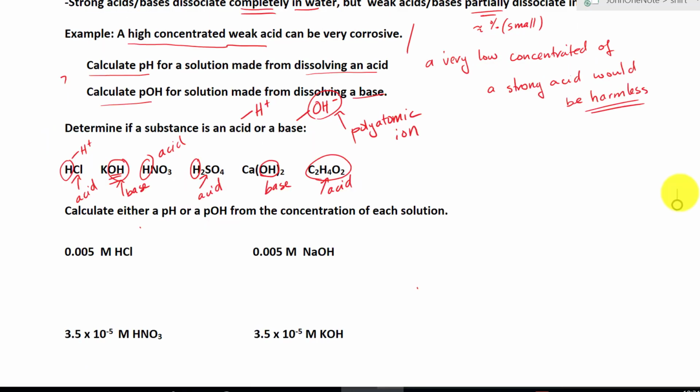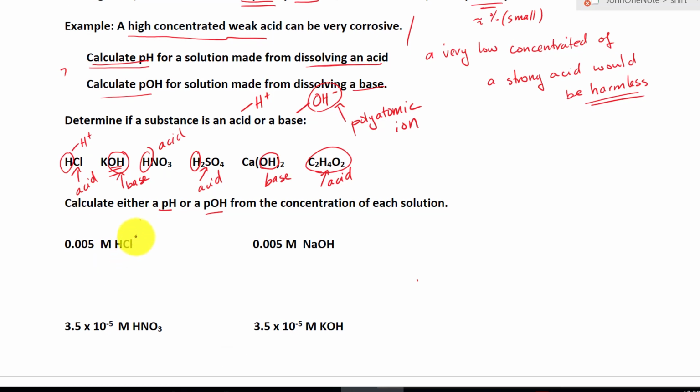And the next task is we are going to calculate either a pH or pOH from the concentration of each solution. So remember, we talked about we had to calculate the pH if a solution is made from dissolving an acid, or we have to calculate the pOH if the solution is made from dissolving a base. So before you even do any calculation, you need to determine if this solution is made from an acid or a base. For example, in this case, we have the substance HCl. This is not a base because it doesn't have an OH-, so therefore that must be an acid, okay? So now, because it's an acid, we have to calculate for pH.